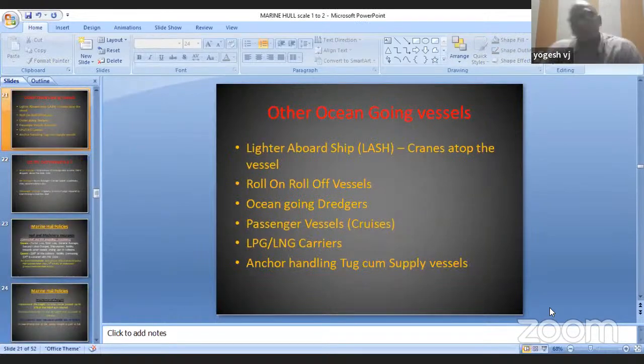Now, other ocean going ships. LASH is a lighter aboard ship. The ships which have fixed cranes on them are called LASH. Then there are roll-on, roll-off vessels. You might have seen this.